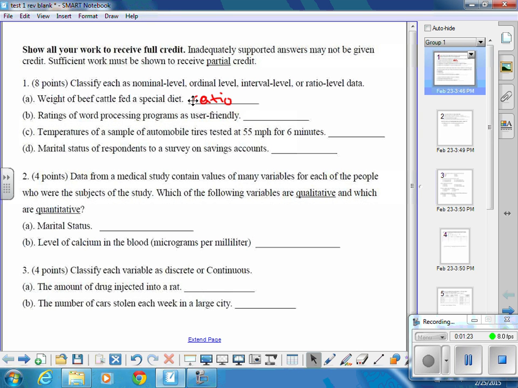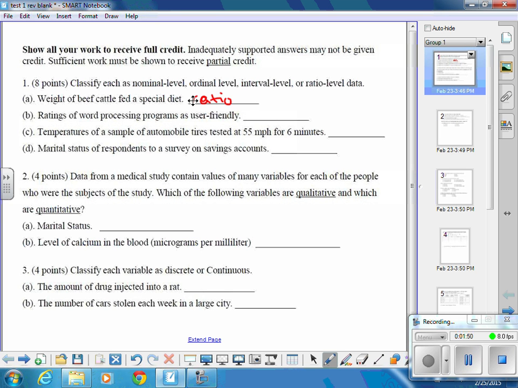The other thing about ratio level data is that there's a true zero. What does that mean? A true zero means that you can have no weight, you can have no height, you can have a zero there. Some of the other data here that is not possible, and we'll talk about why for those. So this has a true zero, and that's part of why things like weight and height are ratio. The next one is ratings of a word processing program as user-friendly.